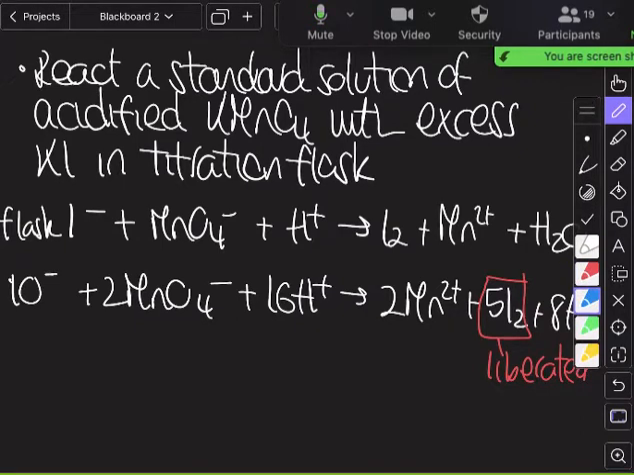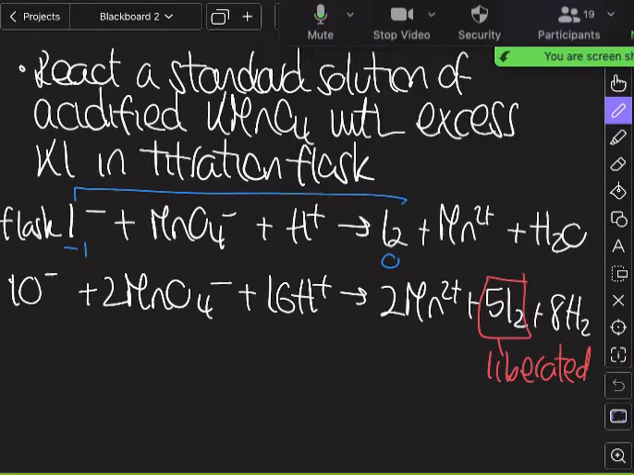Just in terms of oxidation and reduction, this is going from -1 to 0. So that is an increase in oxidation number. This is being oxidized. This is going from +7 to +2. It is a decrease in oxidation number. This is being reduced.